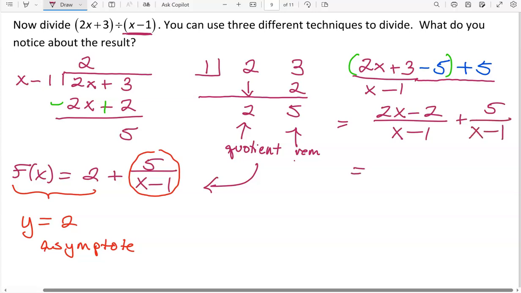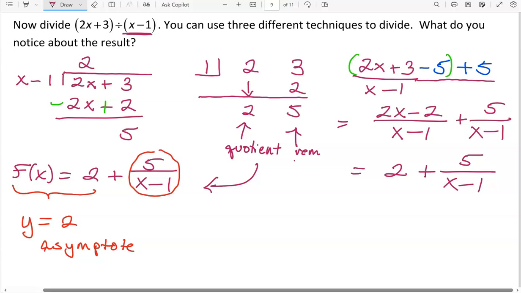The 2x minus 2 will factor, and we can cancel our common factors of x minus 1, and that will give us the same result that we got before from the long division, 2 plus 5 divided by (x - 1). You can take your pick of methods. We'll see later that the synthetic division may not always be used, but these other two methods can usually be applied fairly easily.